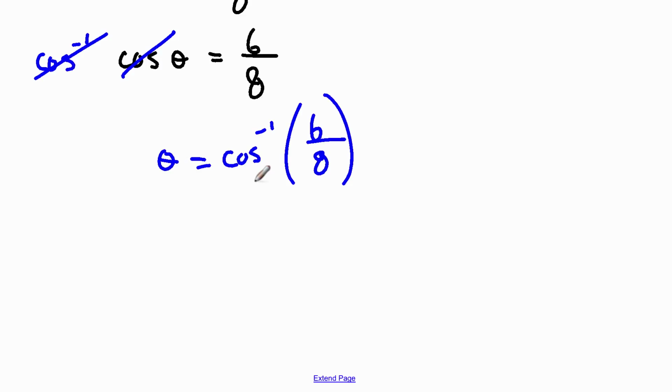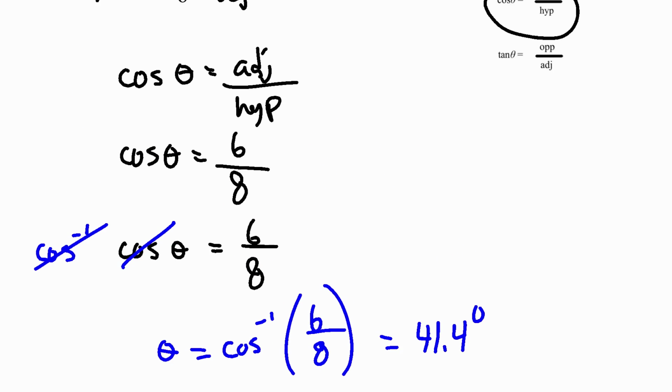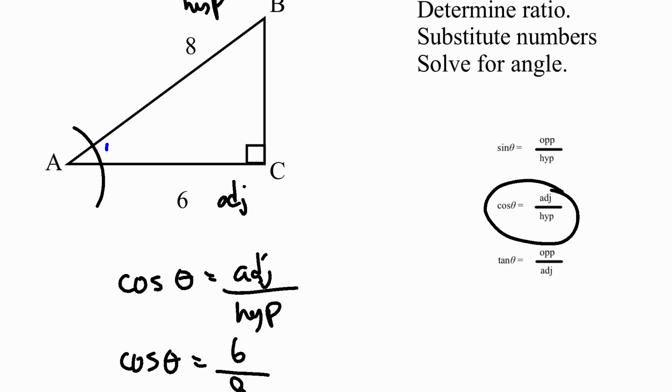I'll just do mine here. So I have to take the arc cos of 6 divided by 8. And my answer for this one comes out to 41.4 degrees. So that angle right there is 41.4 degrees. Solved.